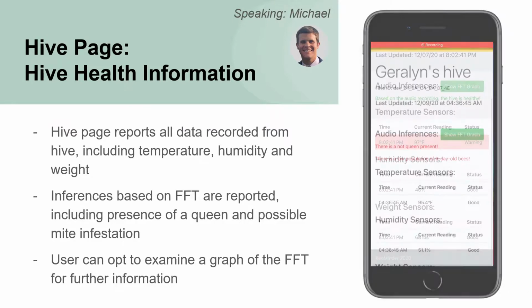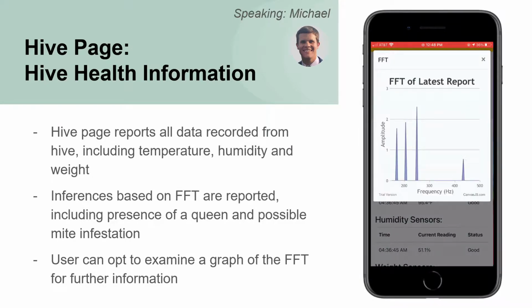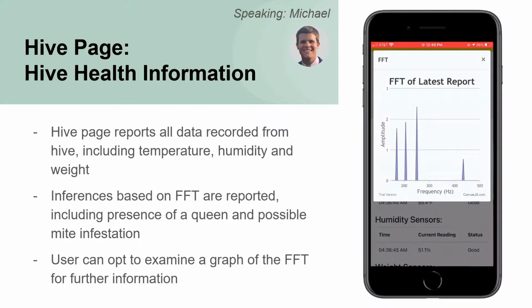The hive page is also where the audio information is displayed. Based on the amplitudes of certain frequencies in the FFT, inferences are made about the hive health, including if a queen is present in the hive, as well as if there could be a potential mite infestation. The user can then open the graph of the FFT to examine the data further, as shown on the right.